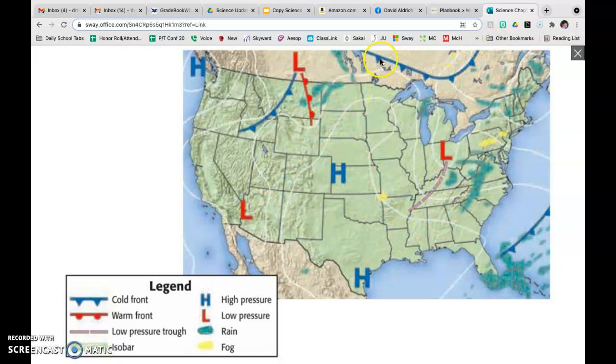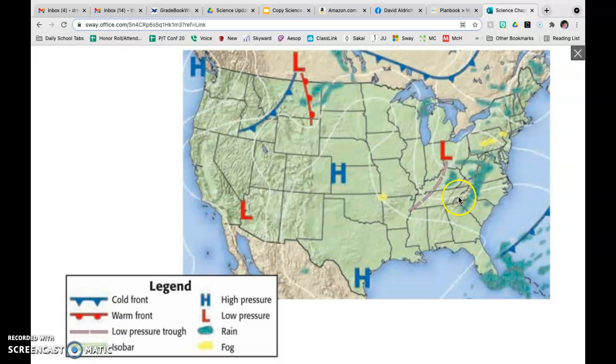These that you see with blue and the triangles, those would be cold fronts that would be moving in. A warm front would be the red with the circles. The L represents a low pressure. The H represents high pressure, like a high 5 day. If you see these lines after the low, that means there's a low pressure trough that's moving. The green normally represents rain. The yellow on this map represents fog.